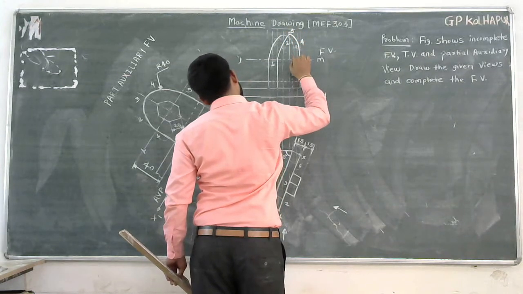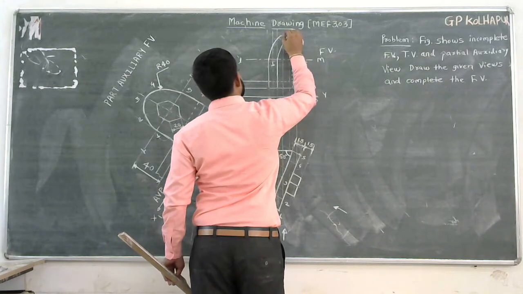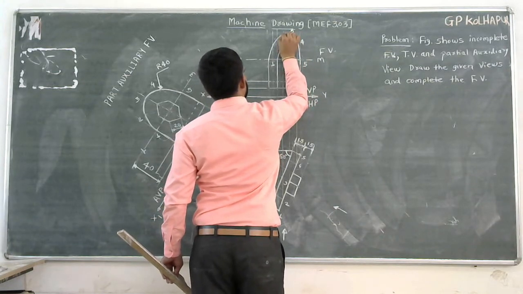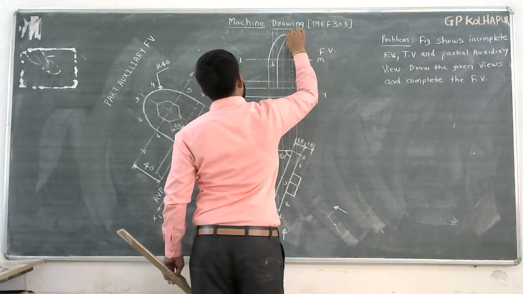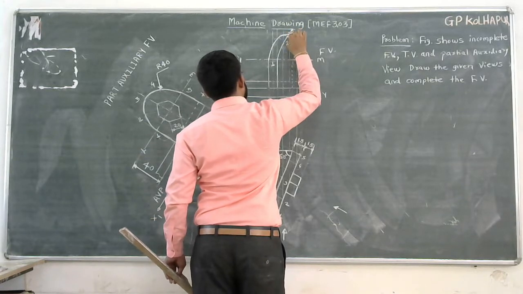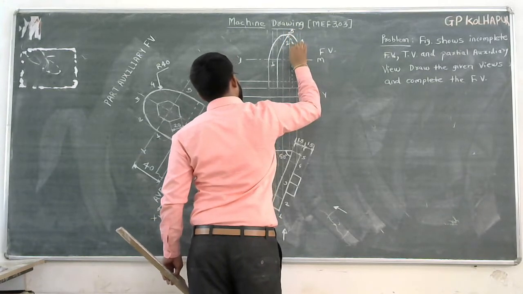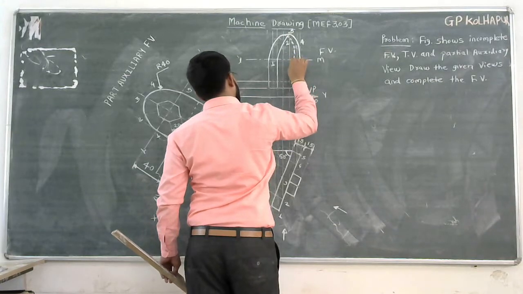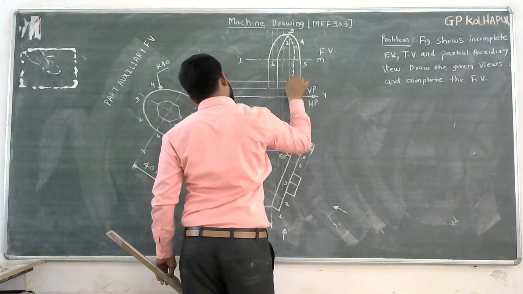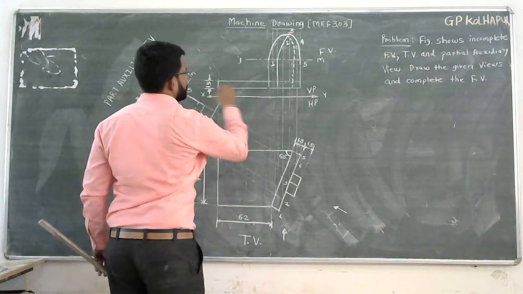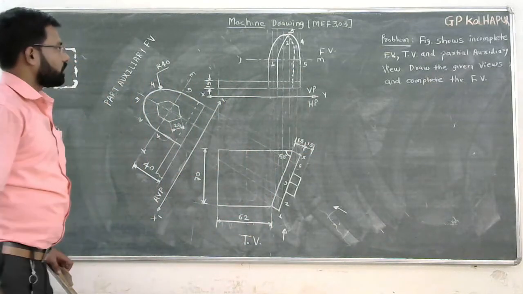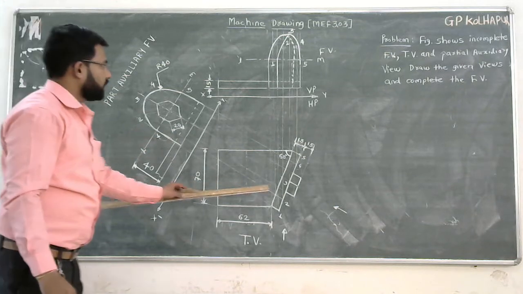Join this curve. So up to this point, this is tangential, and the inside curve is invisible. So draw the line. In this way, I have drawn this vertical surface.